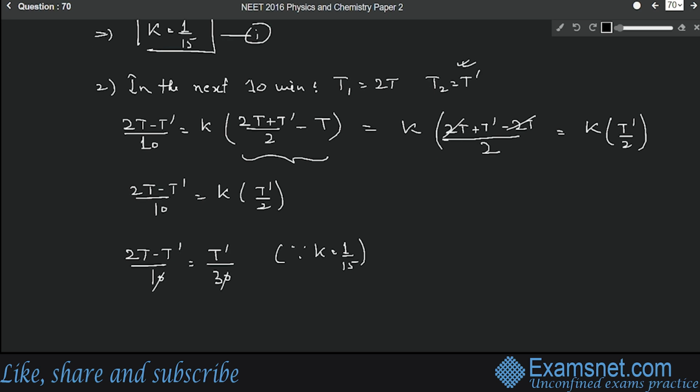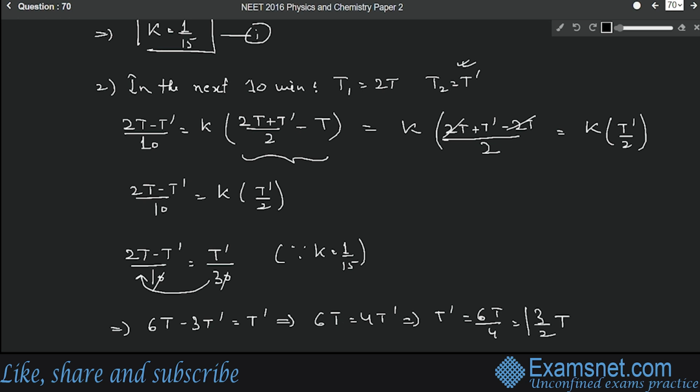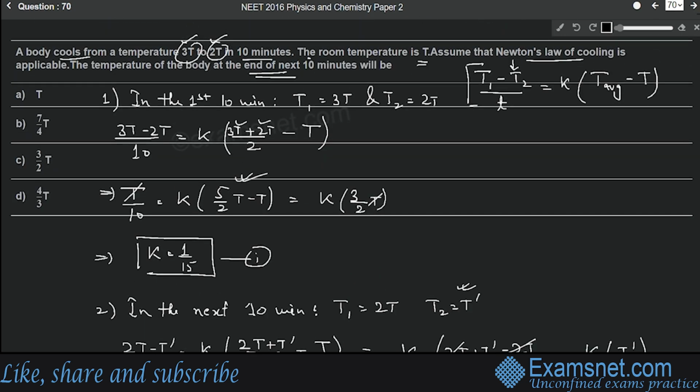0 will be cancelled. So 3, this side will bring 3 this side. It will become 6T minus 3T dash, and this side we have T dash. So 6T equals to 4T dash. So from here we can say that T dash will be equal to 6T by 4. That means 3 by 2T. Okay. So this is the final temperature. Okay. 3 by 2T. That means option C will be the correct answer.